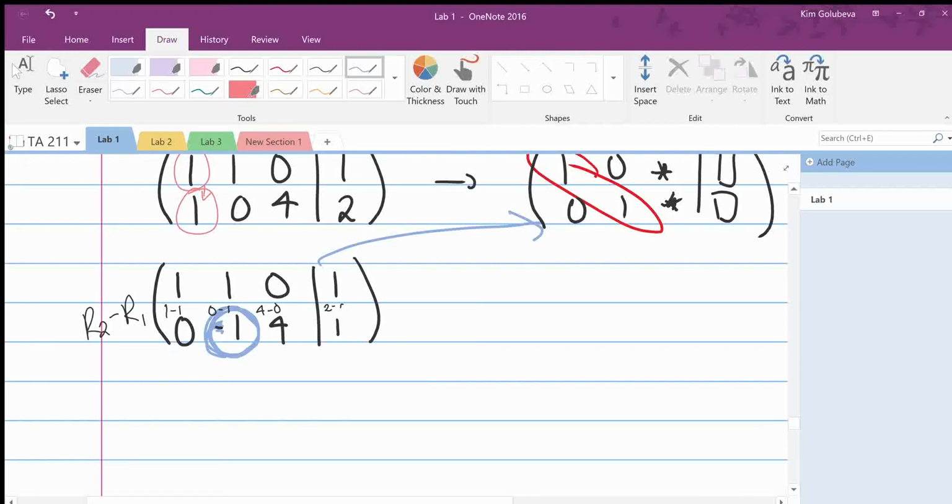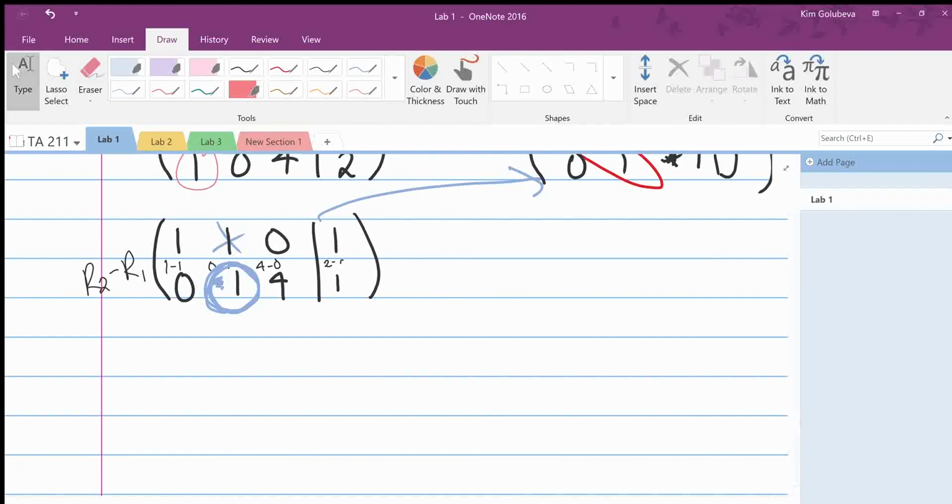But we're going to use it in its negative form right now to kill this one, because once again we want it to be the only leading one in that column. So our next step is we're going to do row 1 plus row 2. Row 1 is going to be 1 plus 0, so we end up with 1. Next one is 1 plus -1, so 1 minus 1, 0. And the last one is going to be 0 plus 4, so we're going to have 4 here.